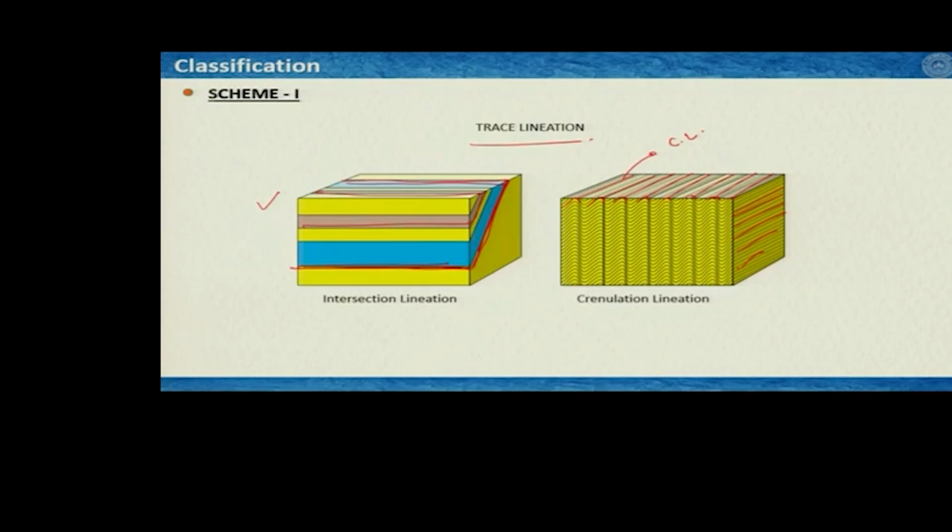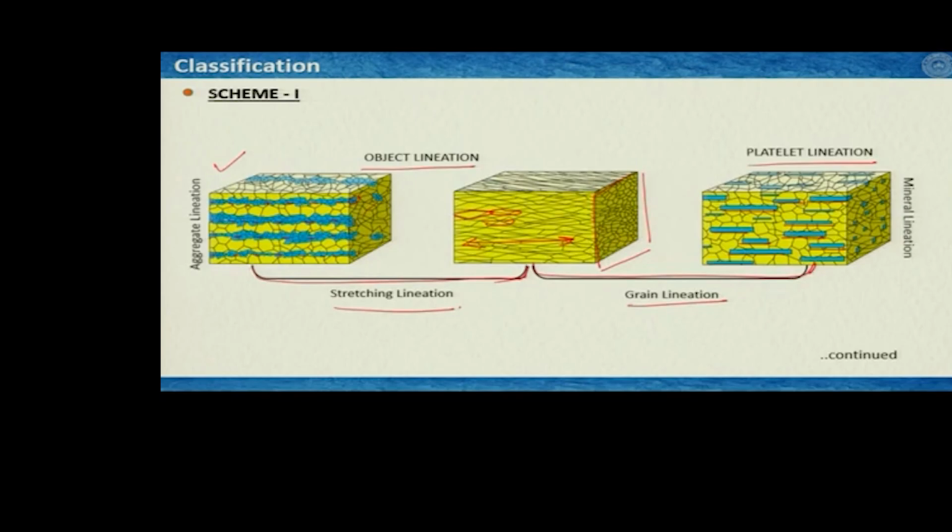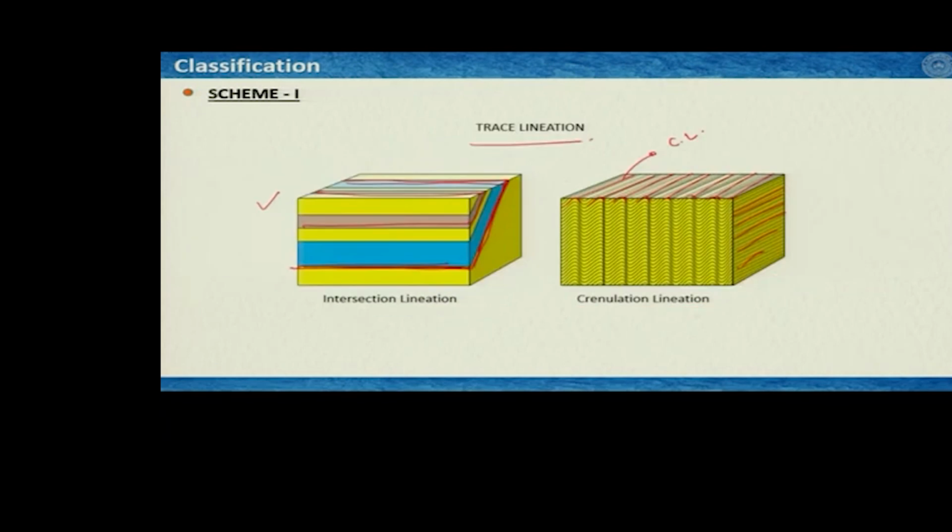And this is how we define, in scheme 1, object lineation, trace lineation, and the second one that we have discussed here, platelet lineation. So, object lineations mostly are defined by some aggregation of grains and so on. Platelet lineations are defined by the oriented individual grains, and then finally, number 3, trace lineations are defined mostly by the intersection of two different structural or geological features.